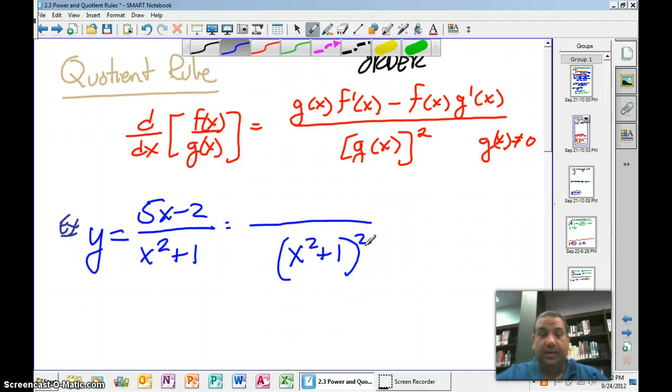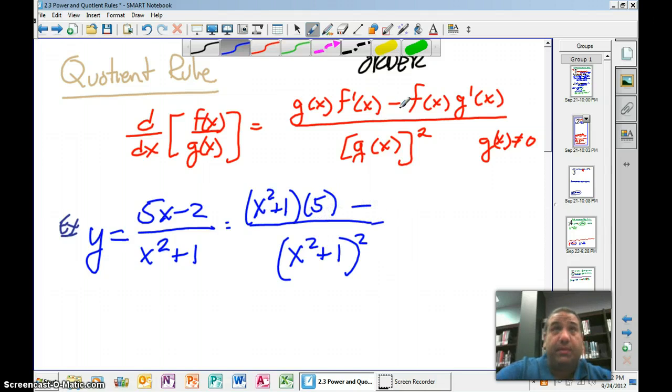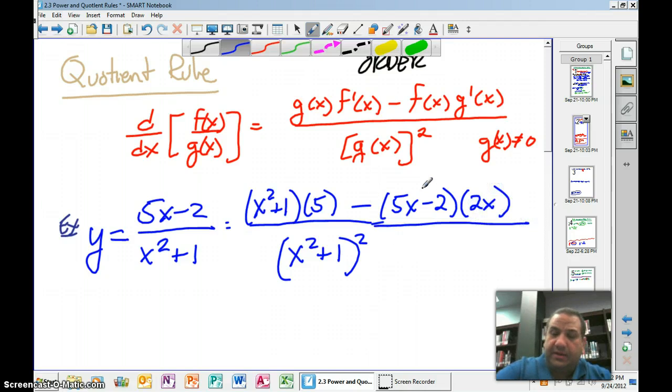Bottom's done. Now it's the bottom, and remember to put your grouping symbols in. You're going to need them. Times the derivative of the top, which is just 5, minus. Remember, this one's minus; the product rule was plus. Minus the top times the derivative of the bottom, and the derivative of the bottom is 2x. Now remember, that minus is for this whole product.